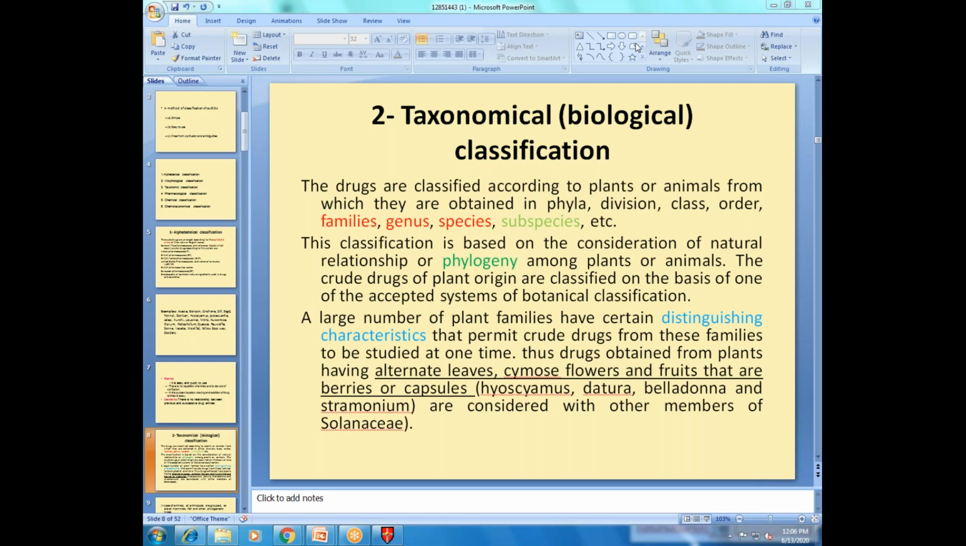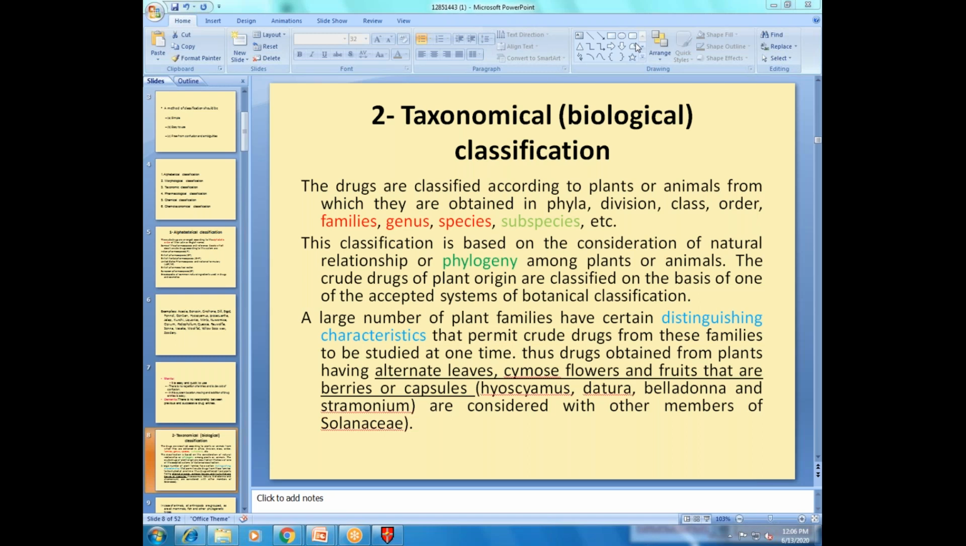Certain drugs will morphologically look alike, probably the drugs in Umbelliferae will have similar types of flowers and similar types of fruits, and the way they grow, probably they will only be shrubs. So these types of plants will be grouped under one group. This is called taxonomical classification. Overall, you can say that based on their natural relationship or phylogeny, they are classified into one group. A large number of plant families will have certain distinguished characters that can be grouped into one family. That is called taxonomical classification.